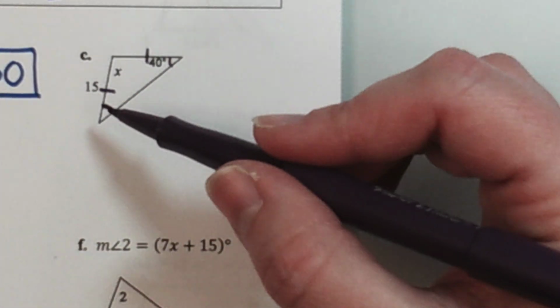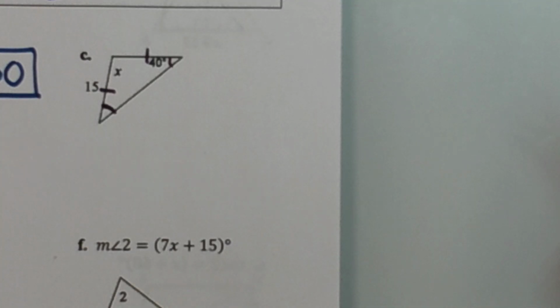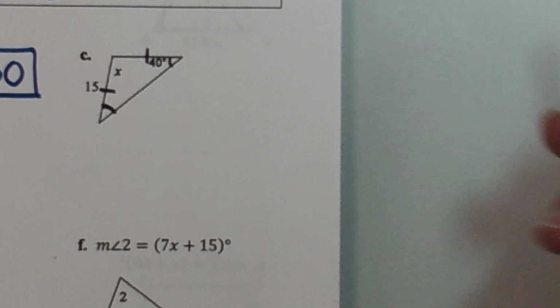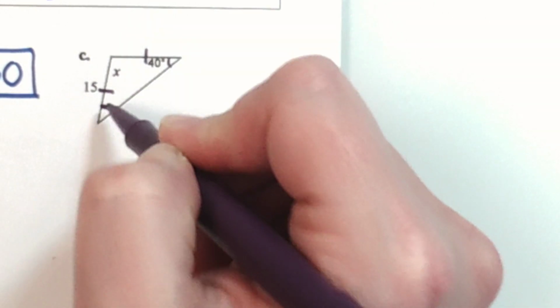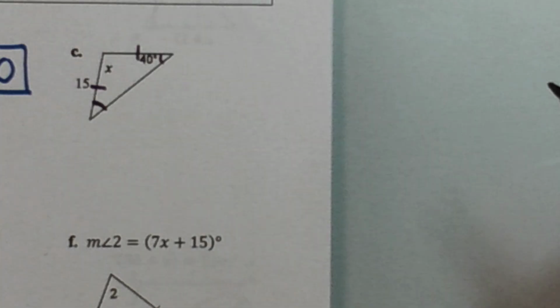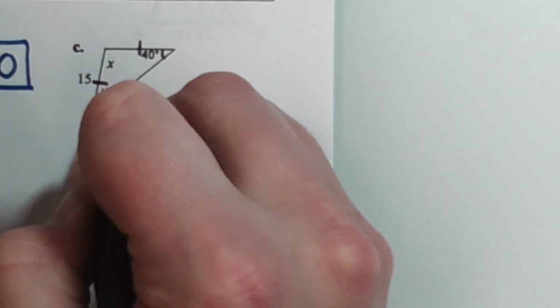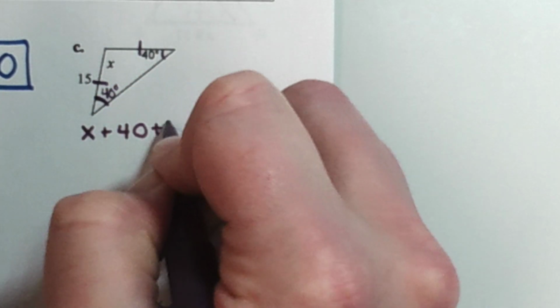That one's not marked. If that one's not marked with anything, I now have information to mark it with something though. These 2 are congruent. What's that mean as the measure of that angle? 40. Do you notice that you now have 3 angles in the triangle marked? What do you know about the 3 angles of a triangle? Add up to 180. X plus the 40 plus the 40 better be equal to 180.